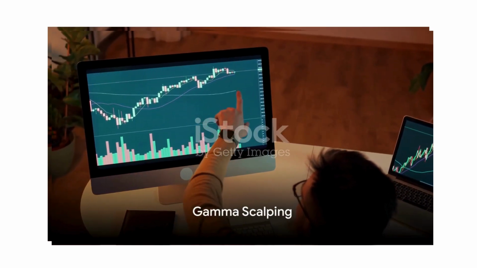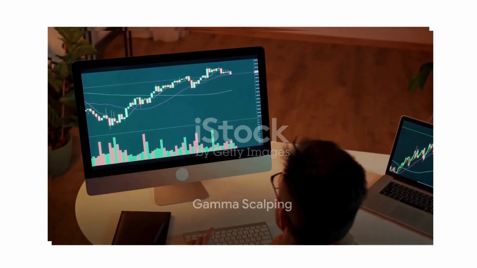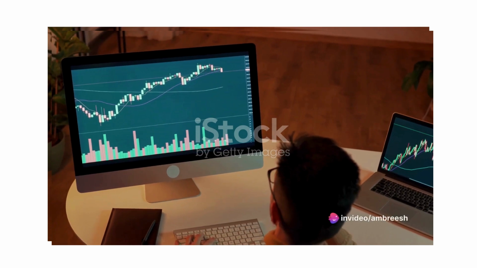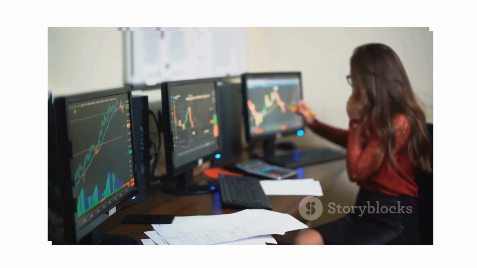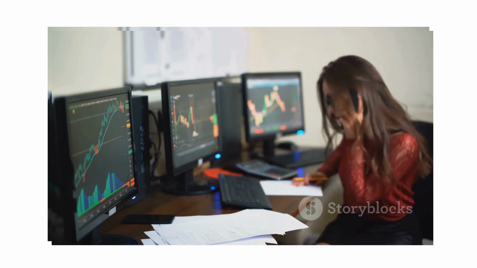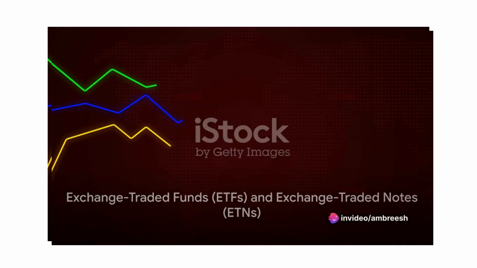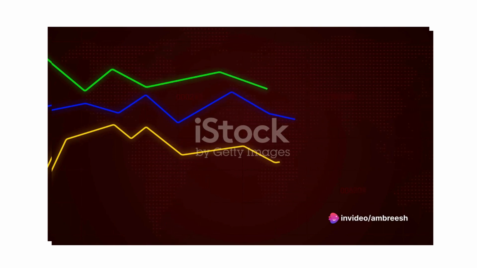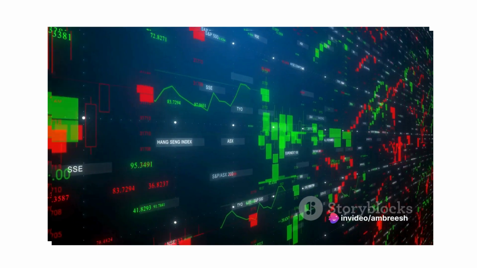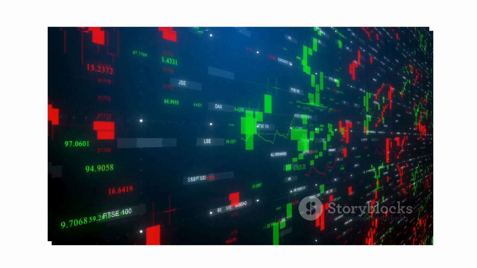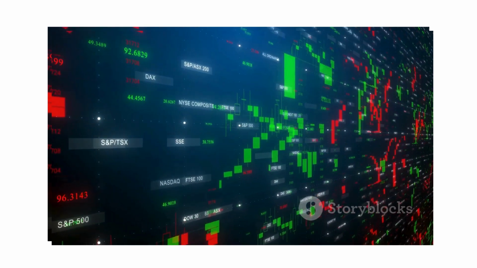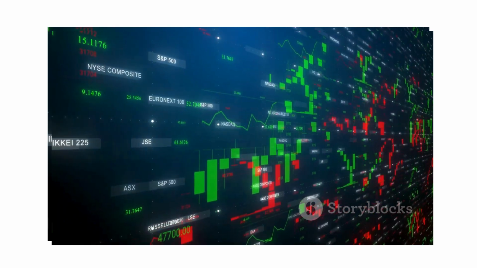Gamma scalping is another strategy that involves adjusting options positions to maintain a neutral delta while profiting from changes in the underlying asset's volatility. Traders continuously rebalance their options positions to capture gains from fluctuations in the options gamma. Exchange-traded funds, ETFs, and exchange-traded notes, ETNs, linked to volatility indexes or futures contracts, provide retail investors with access to volatility trading strategies without directly trading options or futures.